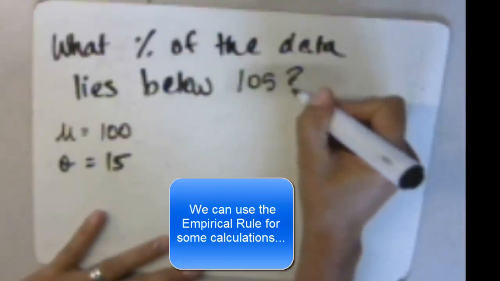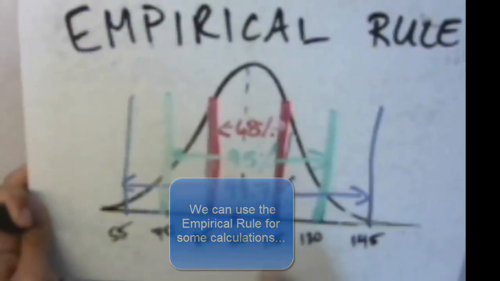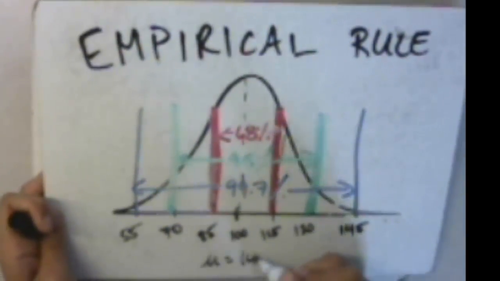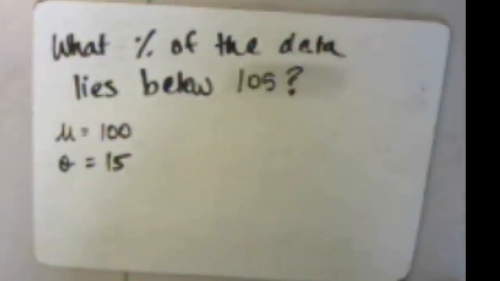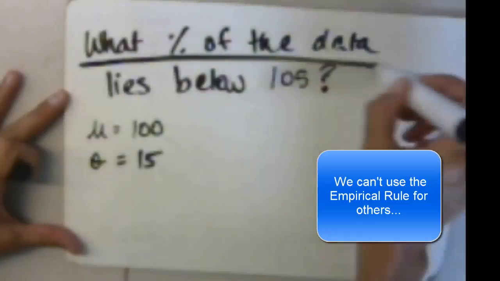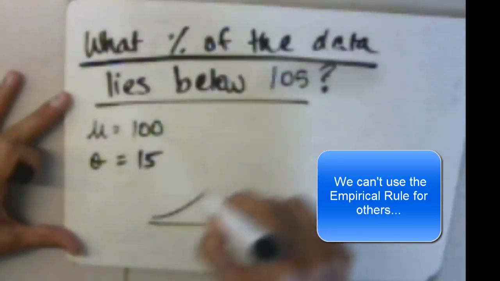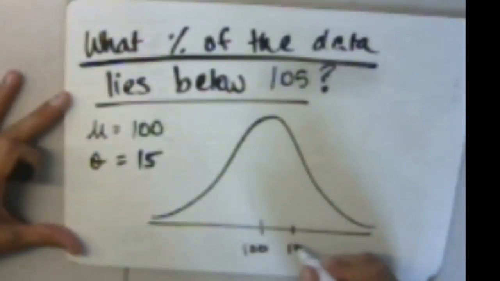What percent of the data lies between 85 and 115 if we know the mean is 100 and the standard deviation is 15? Well, what if the mean is 100, the standard deviation is 15, and I want to know what percent of the data lies below 105? I can't use the empirical rule to answer that.